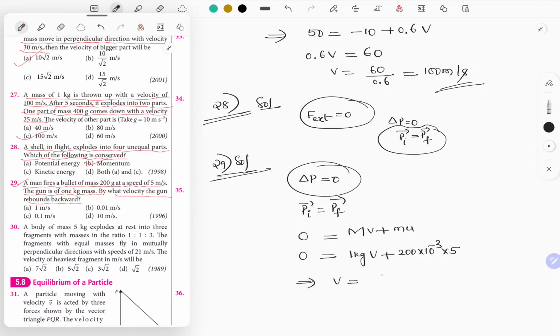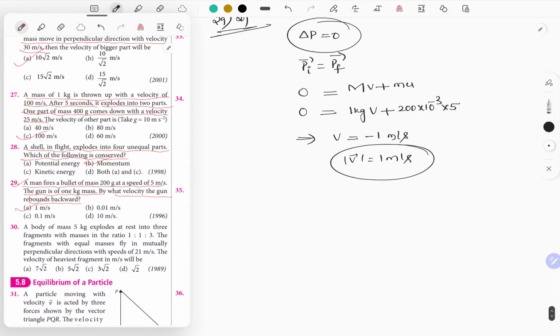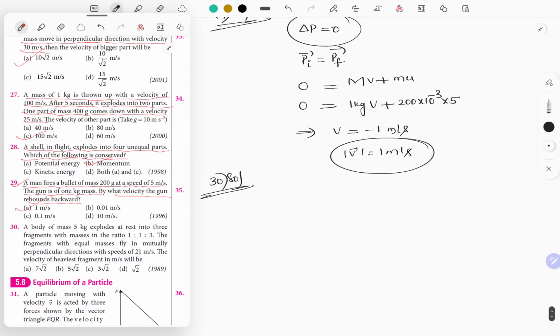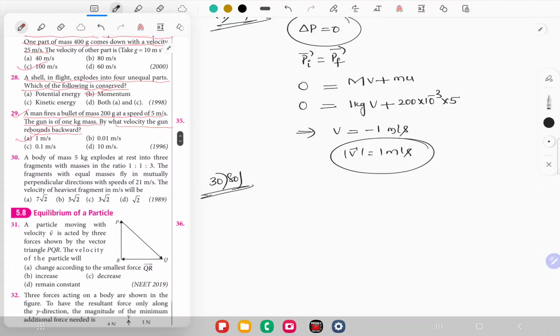So v is equal to, 0.2 into 5 is going to be 1. So I think it is going to be 1, but it is in opposite direction, minus 1. Minus 1 meter per second. So the magnitude of this velocity is equal to 1 meter per second. Minus 1 represents that the gun moves in the opposite direction to the velocity of the bullet. Okay, so option A is correct. Next, question number 30. Hope you understand how to solve numericals based on conservation of momentum.